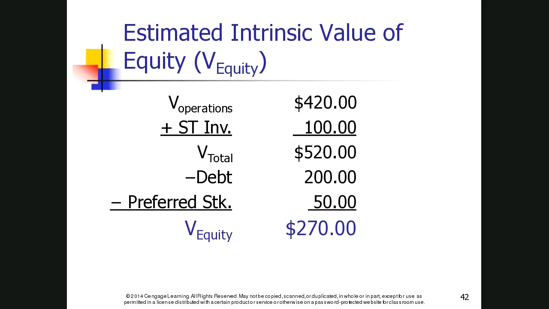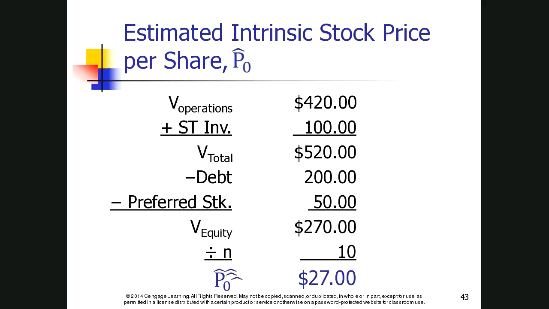Now we start to use the 520 and subtract the debt value, 200 million, and subtract the preferred stock, 50 million. The rest of it is the value of the equity. So you take the total value of equity, divide by the 10 million shares outstanding, and you get $27 per share. So this is the rationale of evaluating the stock price through the free cash flow, through discounted free cash flow.